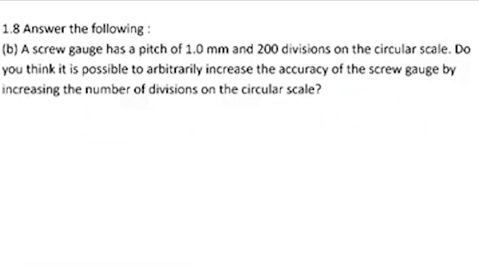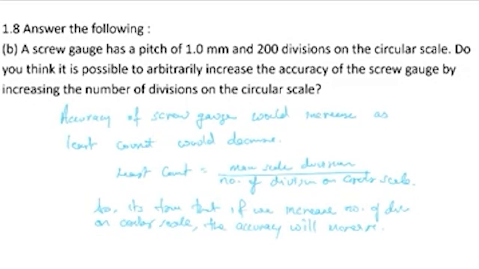So the next question is, a screw gauge has a pitch of 1 millimeter and 200 divisions on the circular scale. Do you think it is possible to arbitrarily increase the accuracy of the screw gauge by increasing the number of divisions on the circular scale? So the accuracy of the screw gauge would increase as the least count would decrease. We all know that as we decrease the least count of the screw gauge, the accuracy of it would increase.